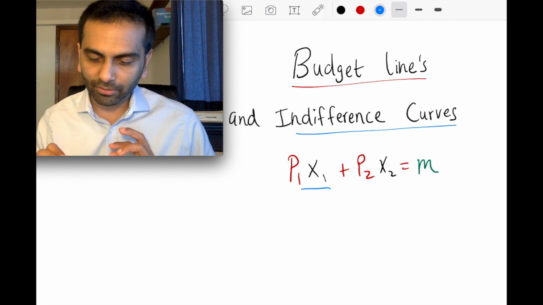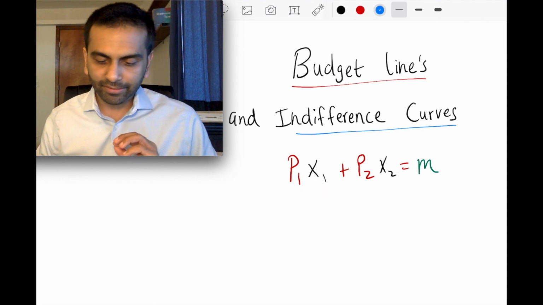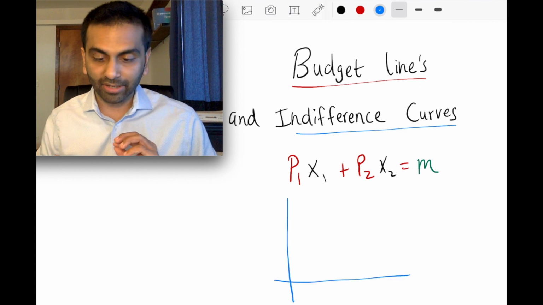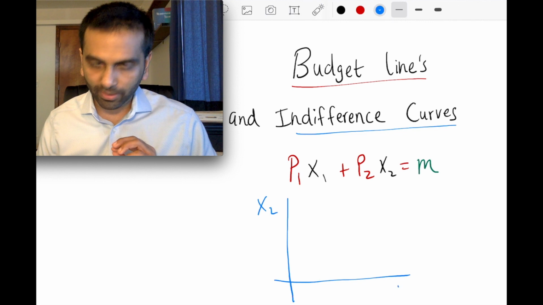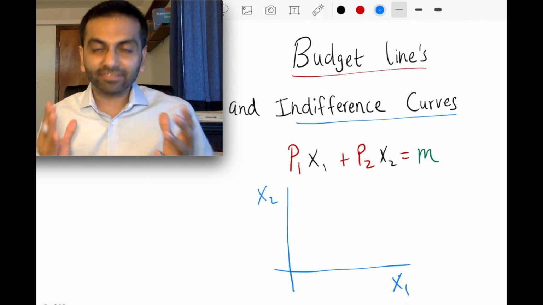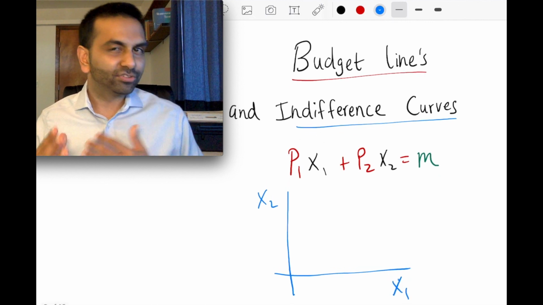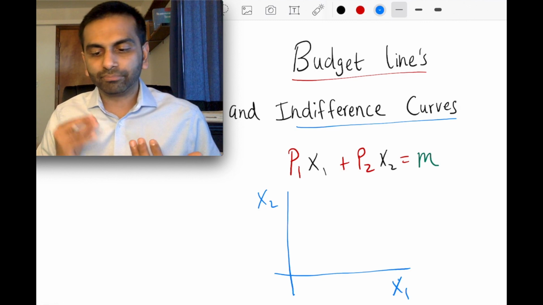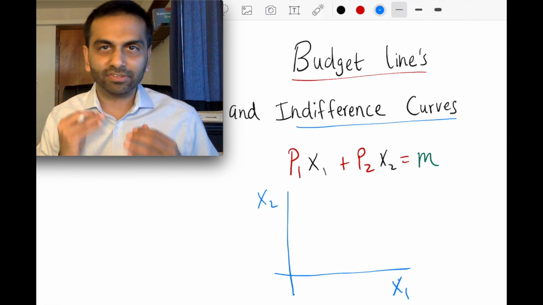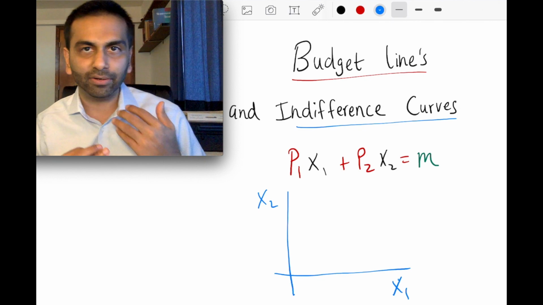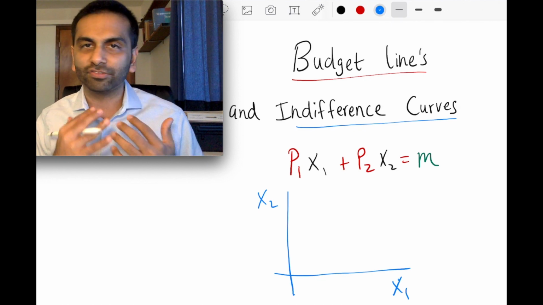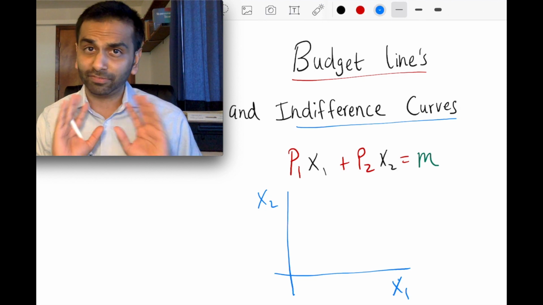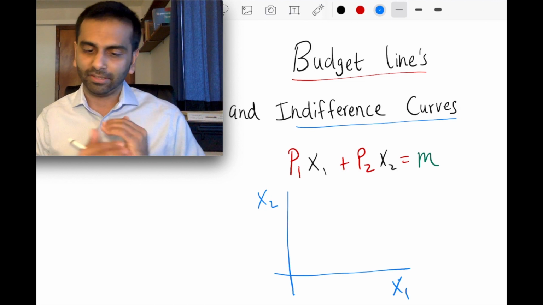And usually the way we graph this budget line is that we put the second good, X2, on the y-axis, and the first good, X1, on the x-axis. Philosophically, it doesn't matter which good is on which axis, but it's all about being consistent. Once you've decided to call this good X1 and that good X2, then everything you interpret, the slope and the ratios and all that, has to be in that mindset. So philosophically, it doesn't matter, but just be consistent.